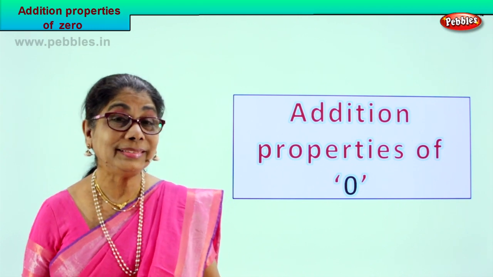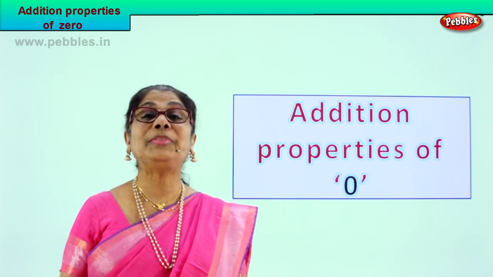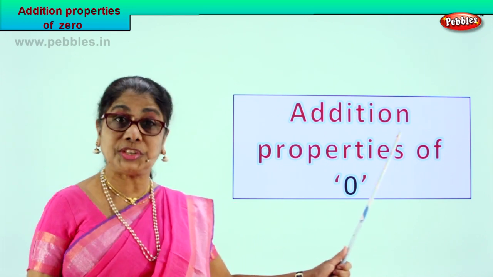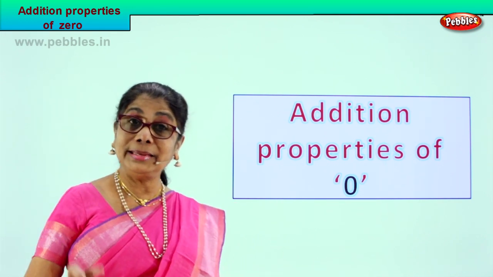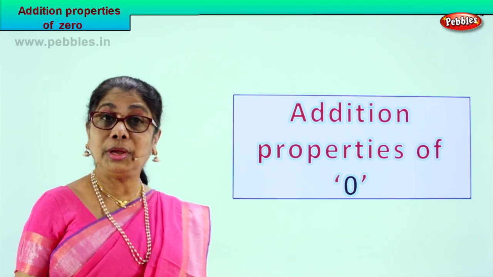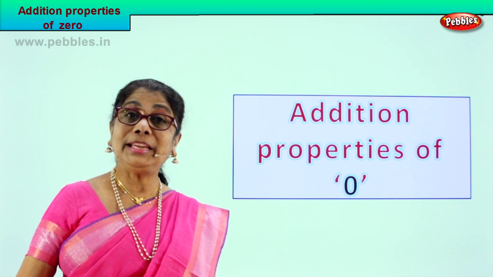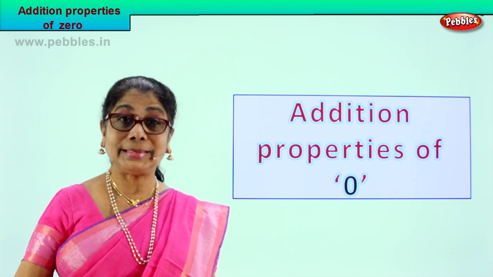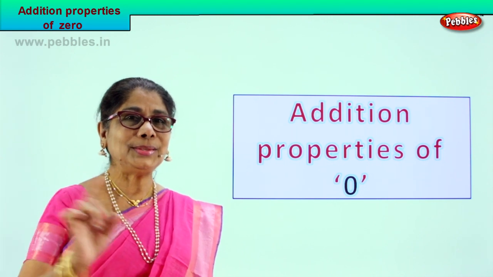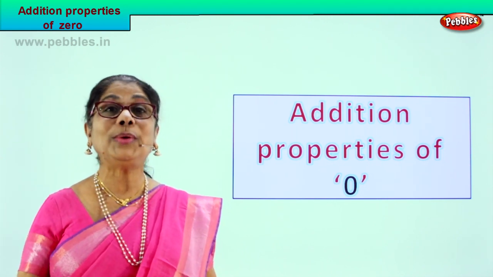Hi children, today we are going to do something very interesting. We are going to do addition. Addition with zero, properties of zero. Now, mommy gives you 2 chocolates and daddy gives you 0 chocolates. 2 plus 0, what do you get?